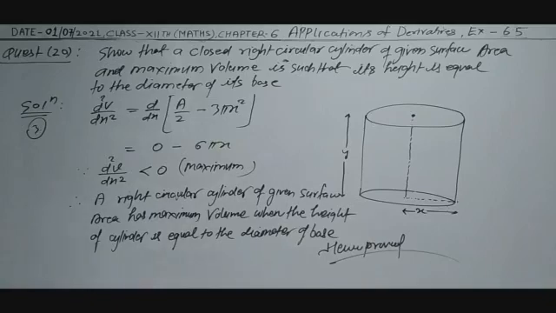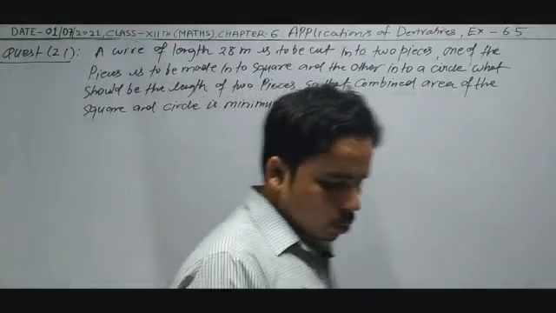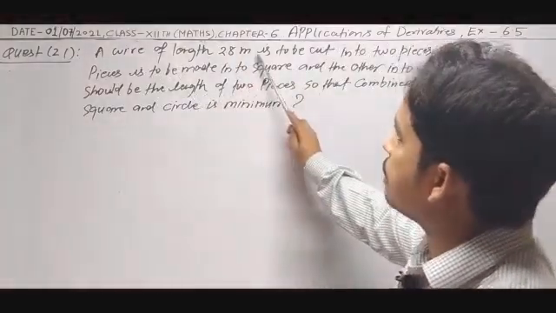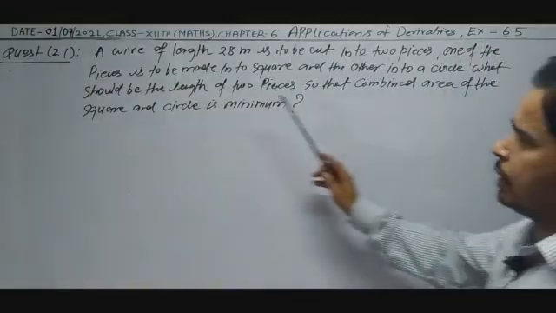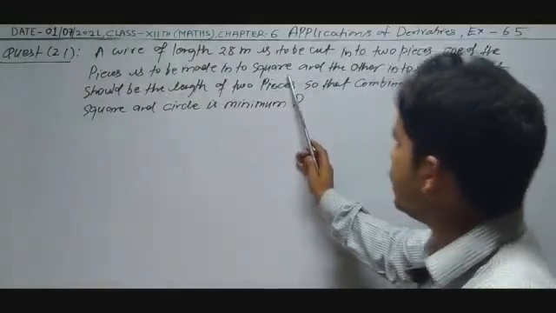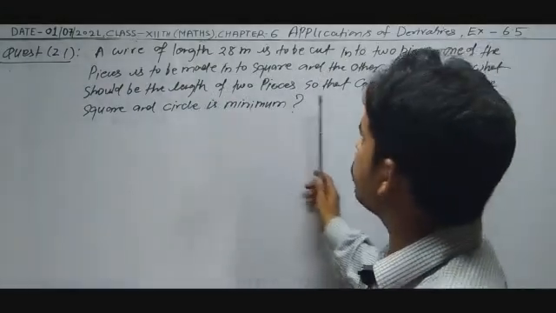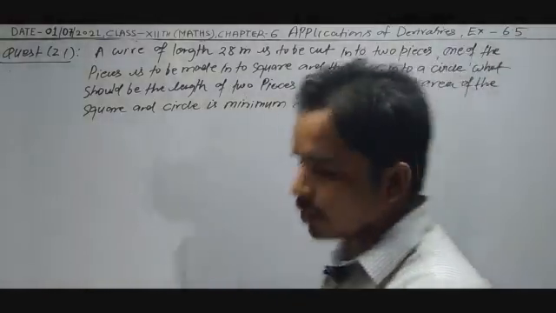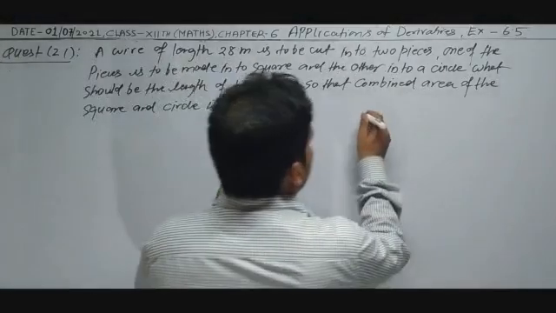Now come to the next question. Question number 21: a wire of length 28 meters is to be cut into two pieces. One of the pieces is to be made into a square and the other into a circle. Then what should be the length of the two pieces so that the combined area of the square and circle is minimum? So suppose we have a wire of length.